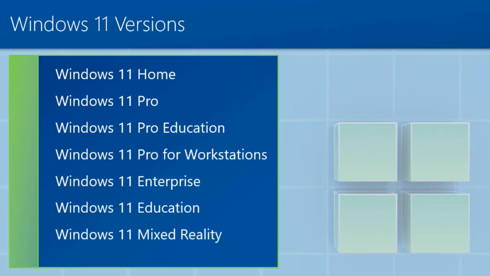Windows 11 Pro Education. This is for people who are in colleges, universities. They can get a copy of Windows 11 Pro, but get it at a cheaper rate because they're in school. You have Windows 11 Pro for Workstations, Windows 11 Enterprise, which is the highest level of a corporate version, Windows 11 Education, which is the straight out enterprise version of it. Again, it's pretty much the same thing as Windows 11 Enterprise, but they give it to you at a cheaper rate. And then Windows 11 Mixed Reality.